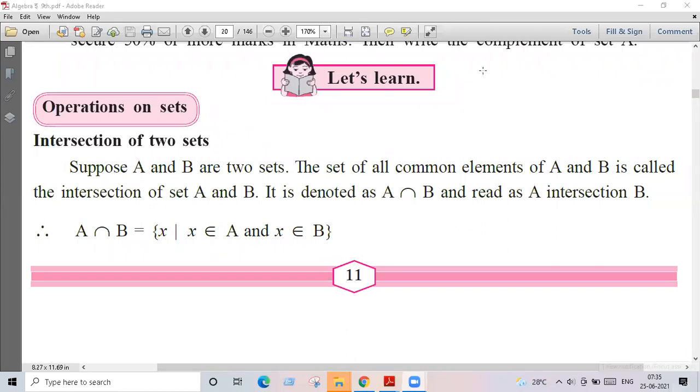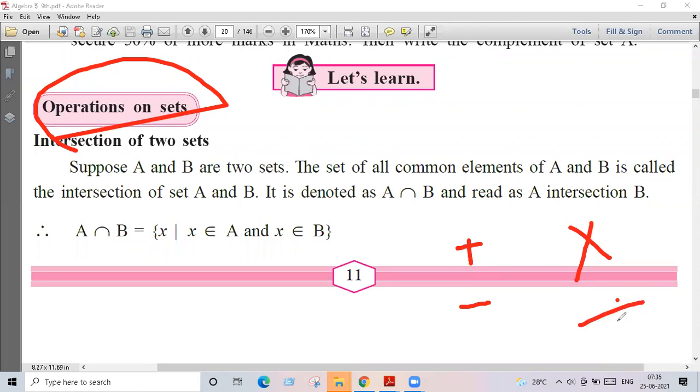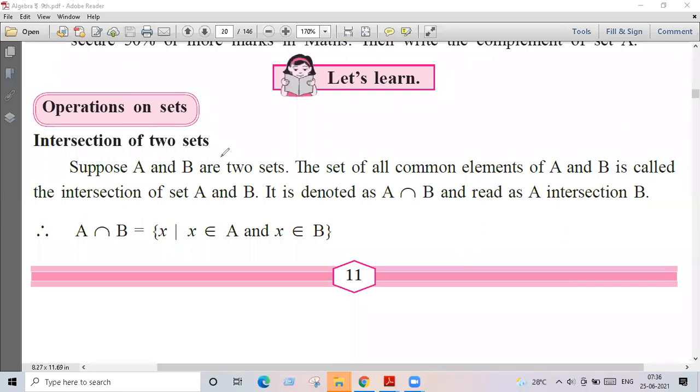Next thing we are going to learn about operations on sets. See how we do operations like addition, subtraction, multiplication, division. These are the operations on numbers. Similar operations we are going to do with sets. So what are the operations? The first thing is intersection of two sets. What is intersection, guys?